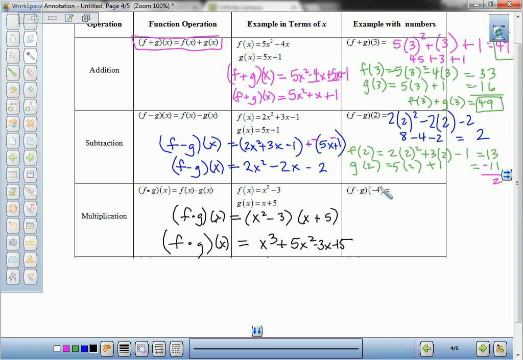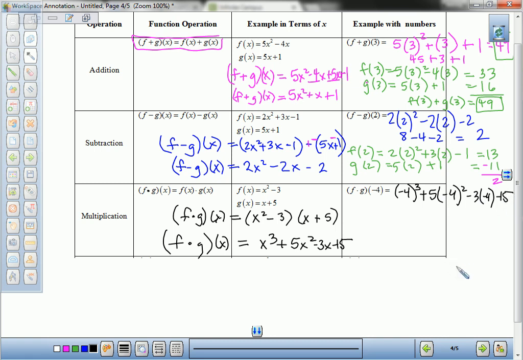Okay, so if we were to evaluate this product for a given value of -4, since we already have the product, that is the easiest place to plug in. So we would evaluate by plugging the -4 in. -4 cubed plus 5 times -4 squared minus 3 times -4 minus 15.